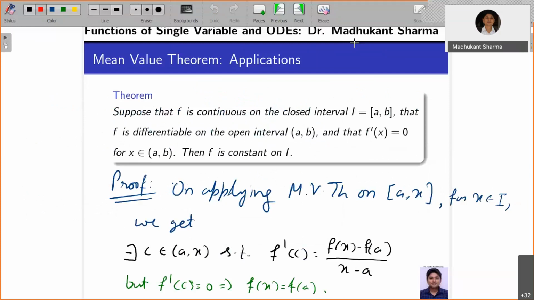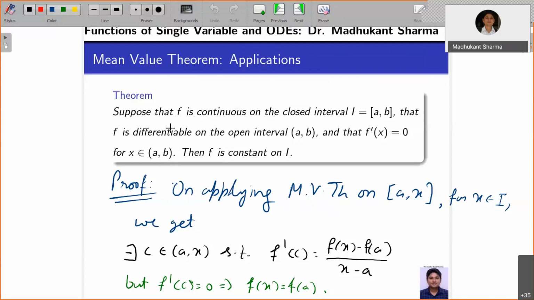So the very first application of the mean value theorem is that if a function's derivative is zero inside an open interval (a, b) — once you say f is differentiable, it is automatically continuous — so if f dash of x is 0 for every x in the open interval (a, b), then f must be constant. And it's a very simple application of the mean value theorem.